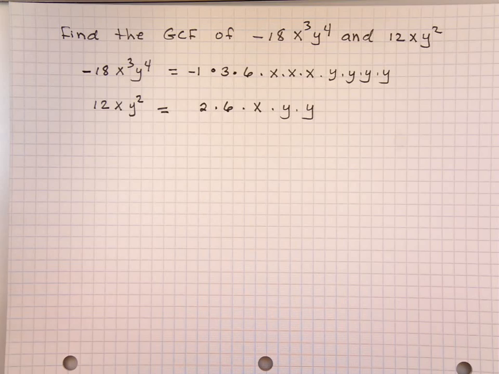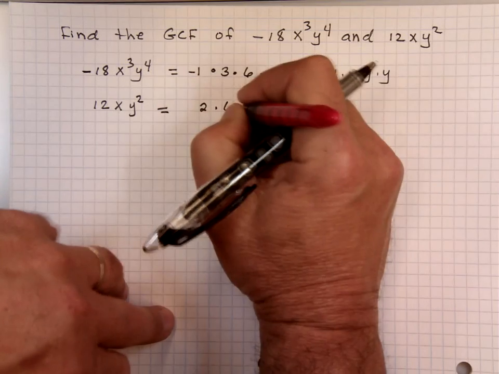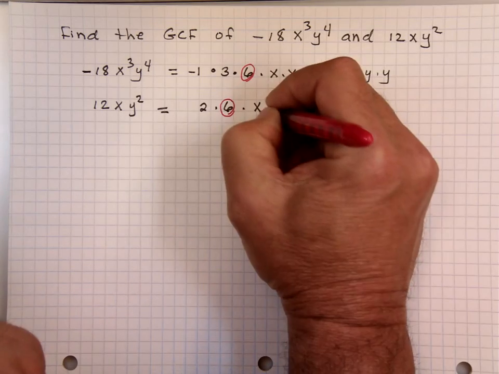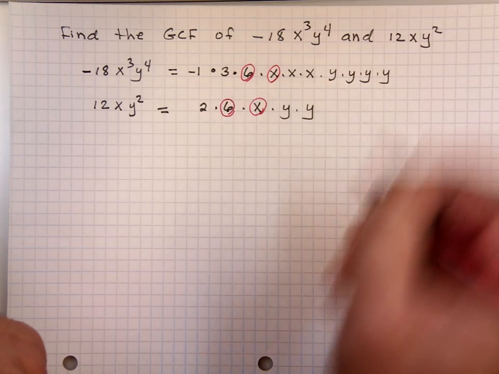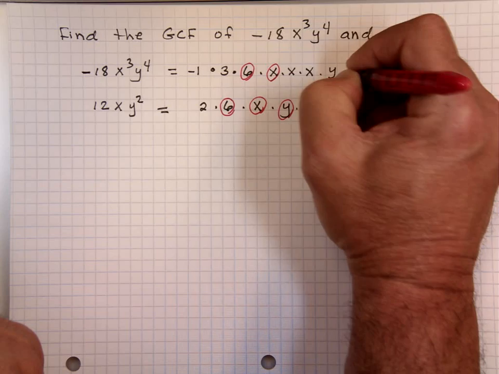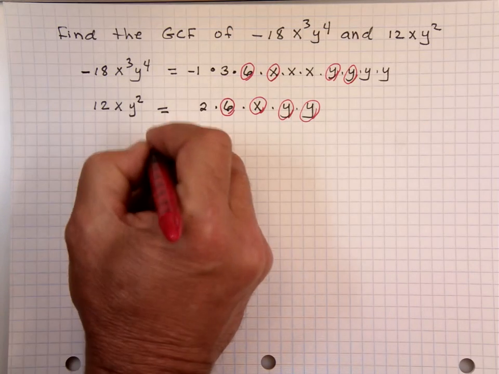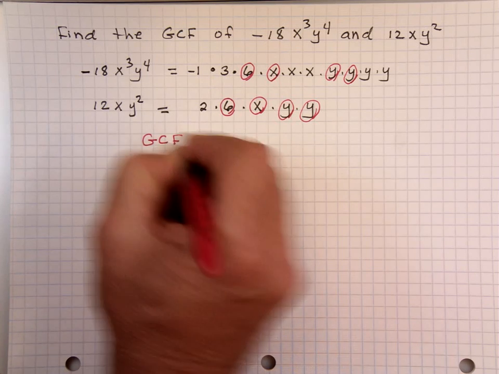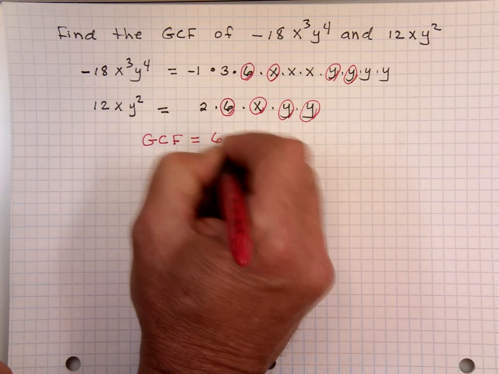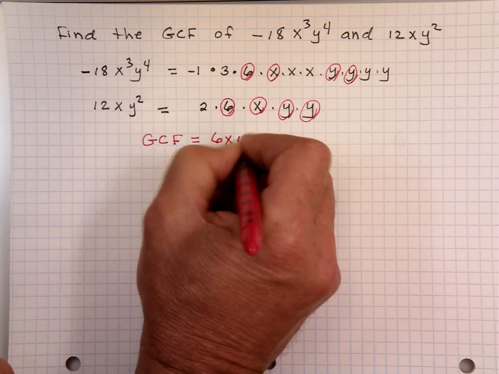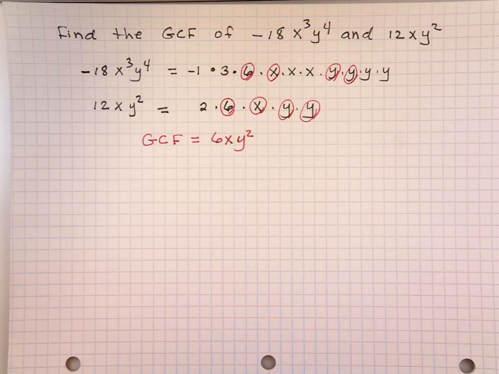So now I see the greatest common factor. I see a 6. I see an x, I see this y with that y, and this y with that y. So the greatest common factor is going to be 6 times 1x times how many y's? 2. You don't have to put the dot between them. 6x 2y's, or y squared.